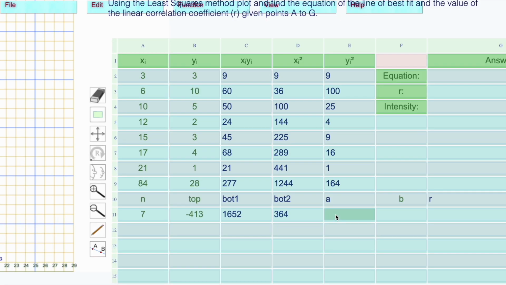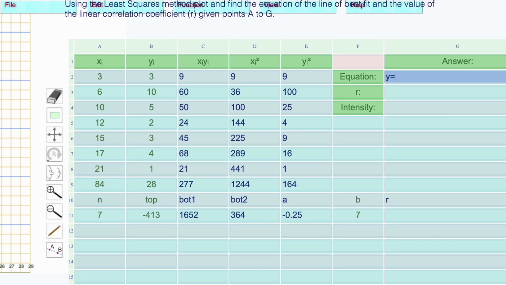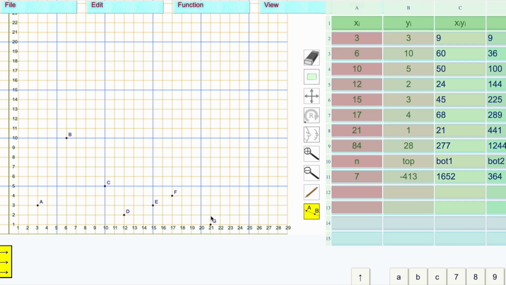The A is the top divided by the bottom 1. That is negative 0.25, which is negative 1 over 4 if we're doing it as a fraction. The B is the sum of the y's minus the A times the sum of the x's, all divided by n, which is 7, and that gives us 7. Our equation is y is equal to negative 1/4 x, you can write negative 0.25 x, plus 7, and I need to graph that. I'm going to go to the 7, negative 1/4. I'm going to move over 4 and down 1. This is the line of best fit.